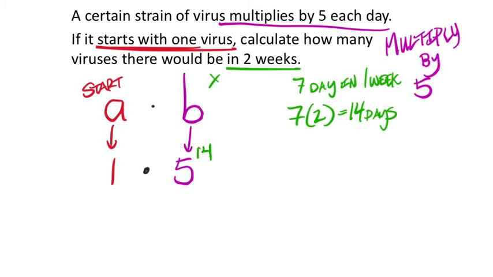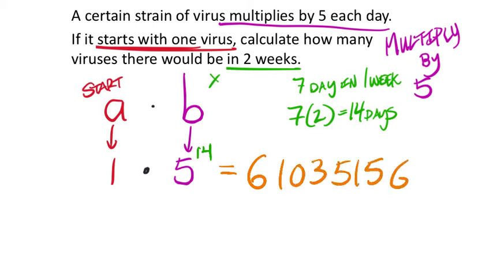And you can see right here why I wouldn't want to show the repeated multiplication. I'd have to show multiply by 5 14 times. You can, I'm just not going to. So I got 1 times 5 to the power of 14 in my calculator. Oh, crap. This is what it shows me: 6,103,515,625.